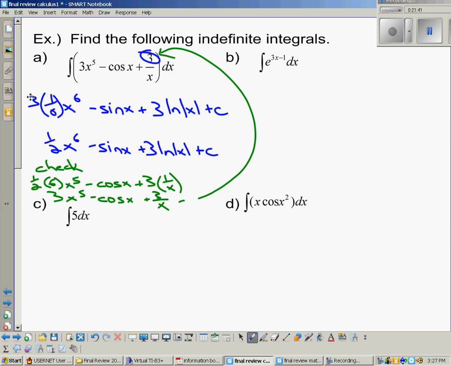All right, the next one, e to the 3x minus 1. When we integrate, it's still going to be e to the 3x minus 1. And we're going to need a plus c on the end. The problem is, if I tried to differentiate this, I'd end up with a 3 out front because of the chain rule. So I need a 1/3 to counteract that.